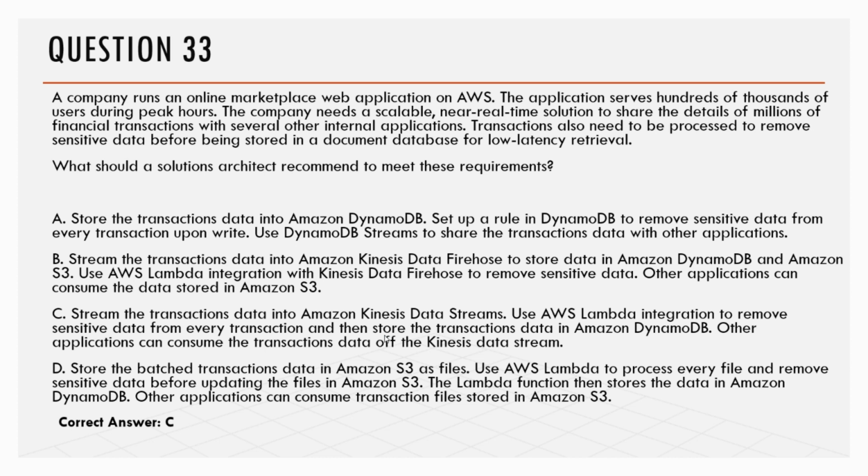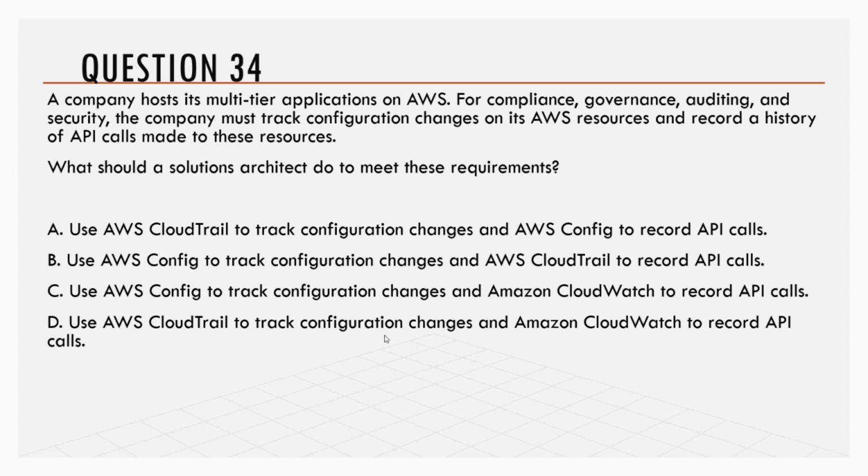And the correct option is C, stream the transactions data into Amazon Kinesis Data Streams. Use AWS Lambda integration to remove sensitive data from every transaction and then store the transactions data into Amazon DynamoDB. Other applications can consume the transactions data off the Kinesis data stream. Now let's look into the next question, question number 34.